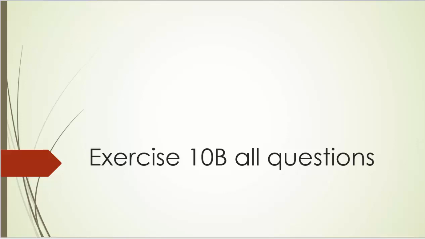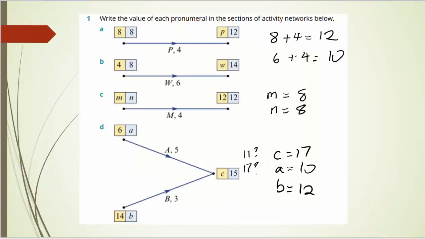What I've got here for you is some working out for some of the answers for exercise 10b. Have a look at them and then maybe go back and do the exercise by yourself. So in question 1, you're doing some forward scanning and backward scanning on individual activities.